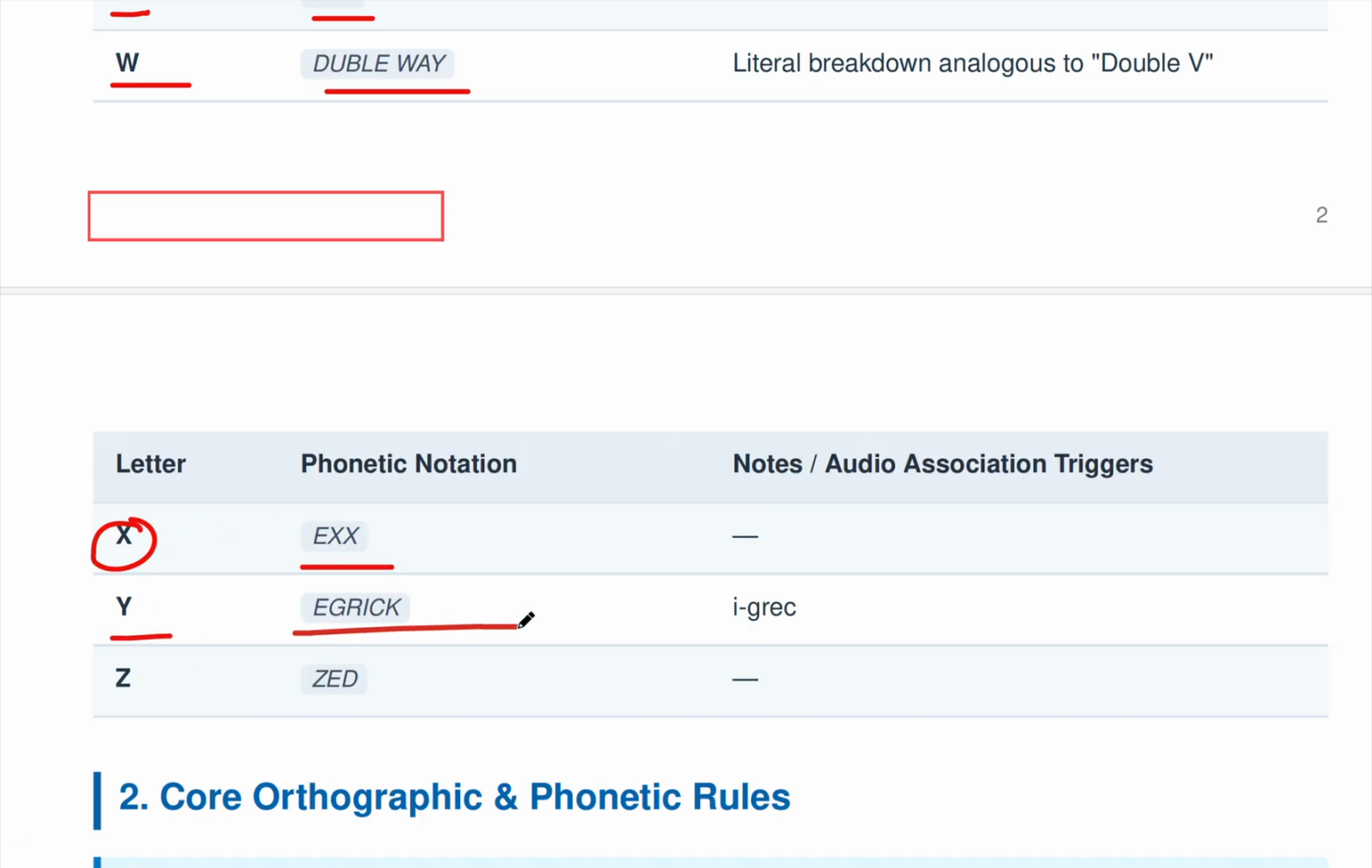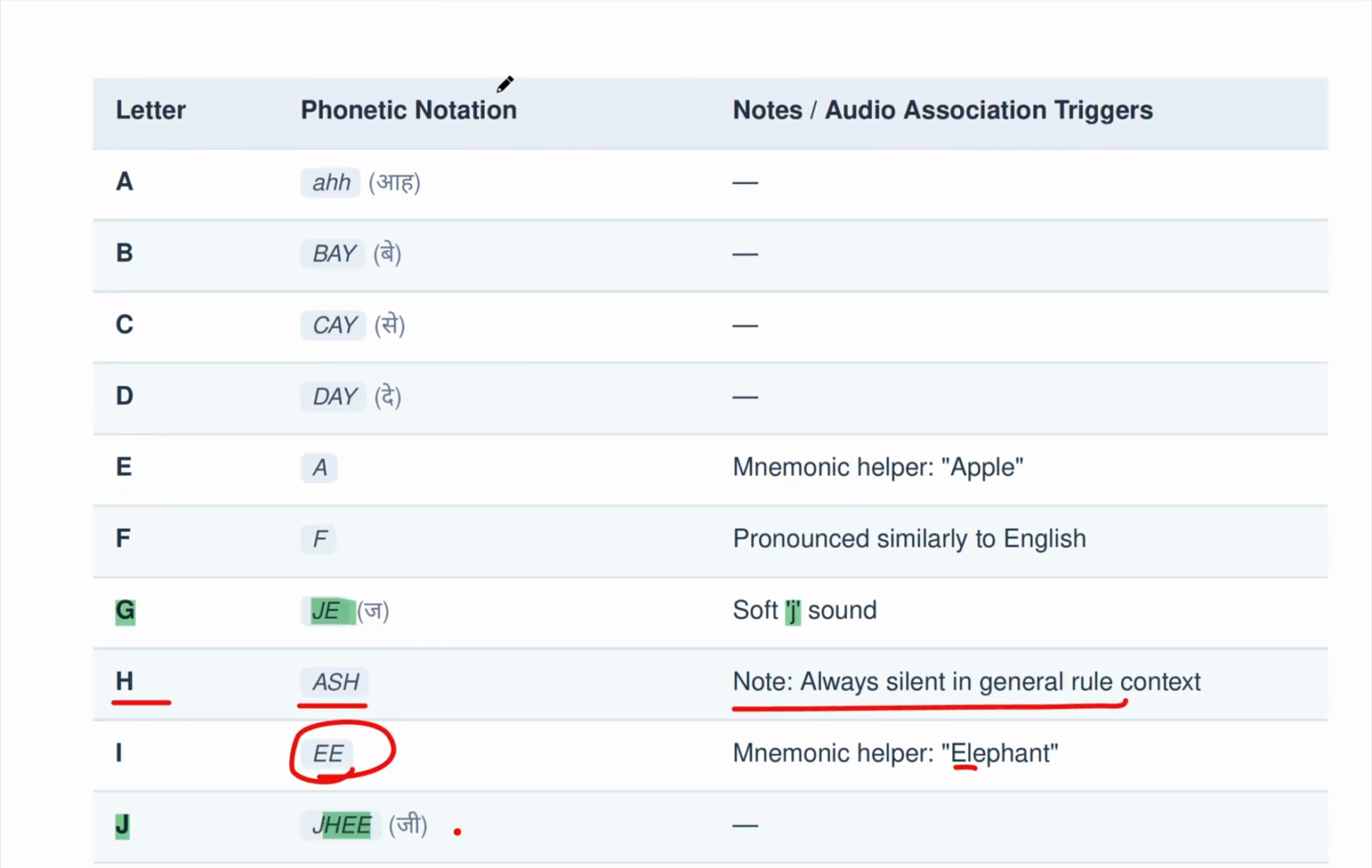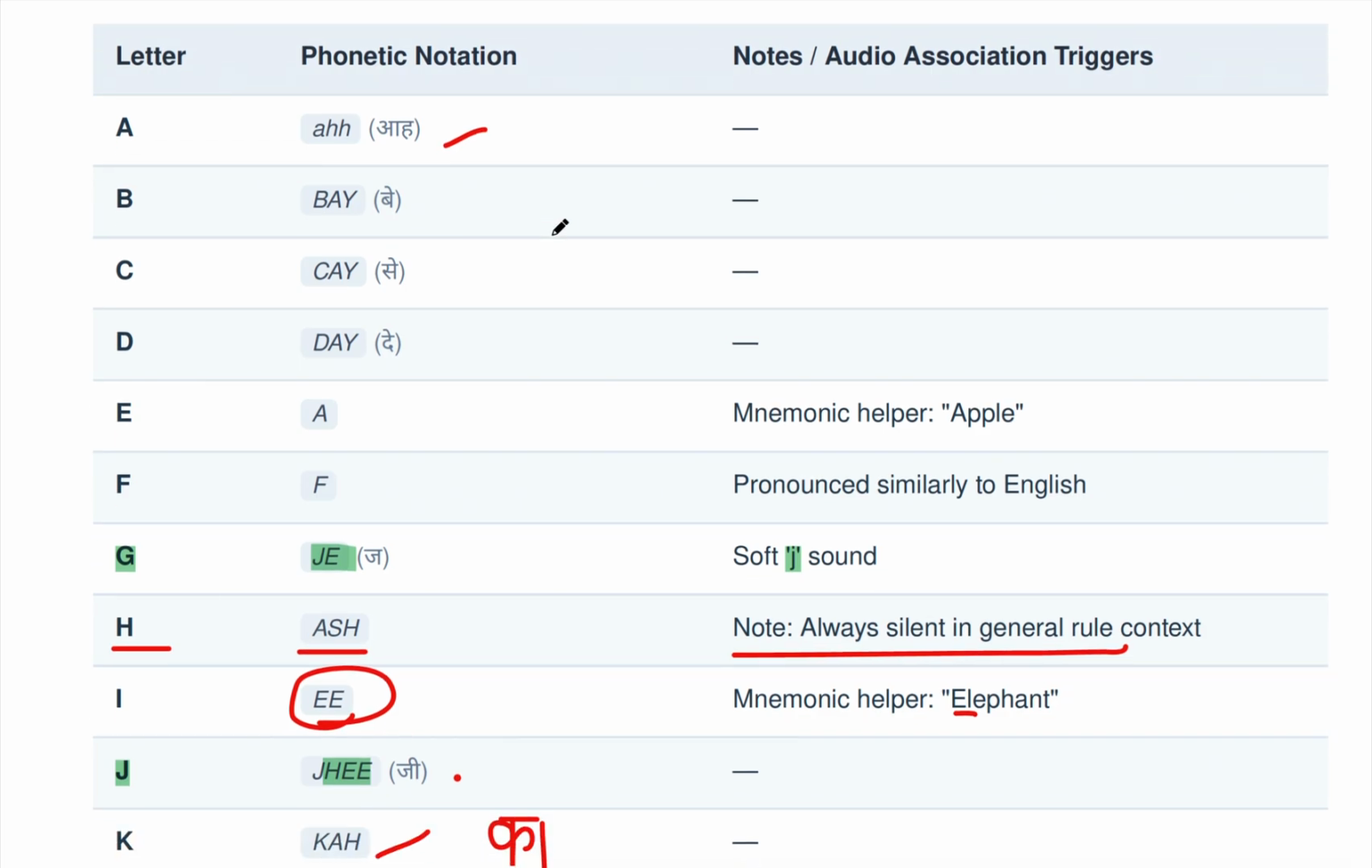Y will be like egric, egric, egric, and Z will be like Z. D'accord? Z will be like Z. So let's do it again. When I'll be repeating, you have to repeat after me. I'll be giving you some time.